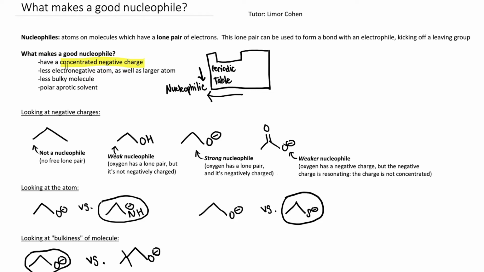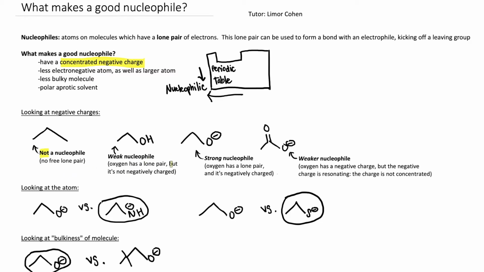The reason negative charges are important is because the more negatively charged an atom is, the more willing it will be to give up a lone pair of electrons, give up excess negative charge to form a bond with an electrophile. So let's look at these 3 examples to the left right here. So this example right here does not have any lone pairs because all these carbons are just bonded out with hydrogens. There are no lone pairs on them. So this cannot act as a nucleophile.